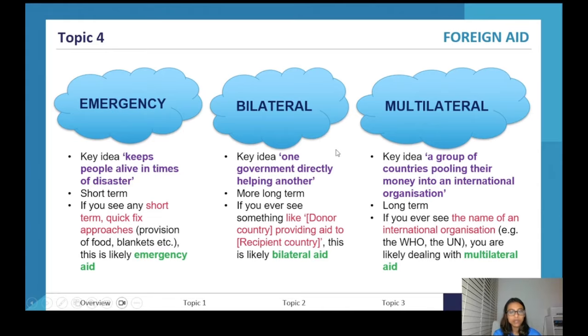Then you just need to be able to describe it. Then we've got the emergency, bilateral, and multilateral types of foreign aid. So those are the descriptions down there.